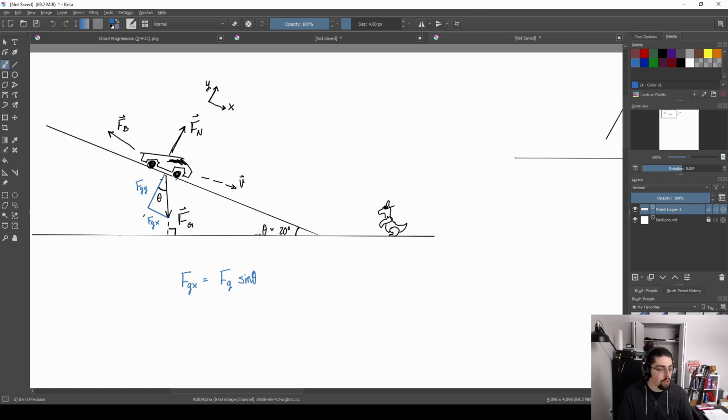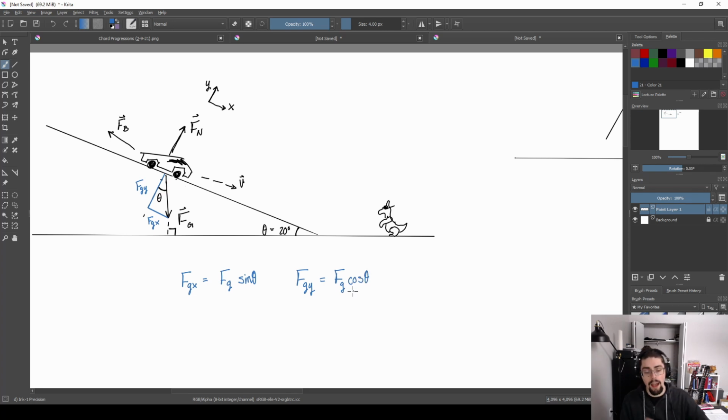So when I was giving those warnings out about sine does not always go with y, cosine does not always go with x, this is one of those cases, and we are going to see this very often. So keep that in mind. Kind of going off of that, F_gy would be F_g cosine of theta.